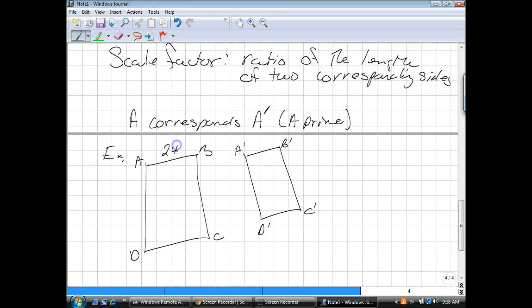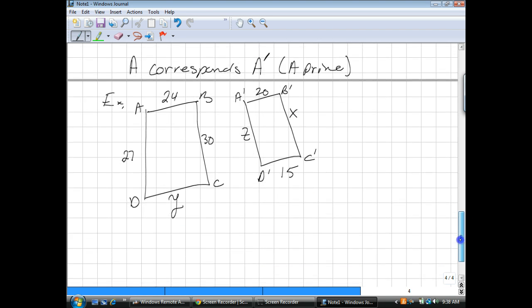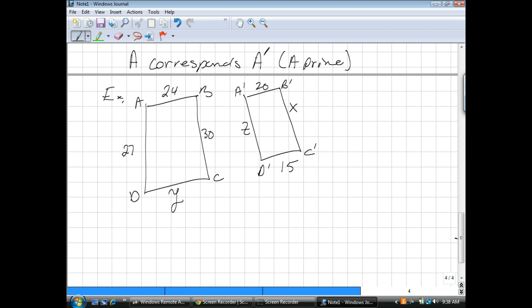So this side is 24, this side is 27, this side is 30, this is y, this is 20, this is x, this is z, and this is 15. Okay, so we want to find a scale factor here. So to find a scale factor, we have to find corresponding sides that have values that we know.